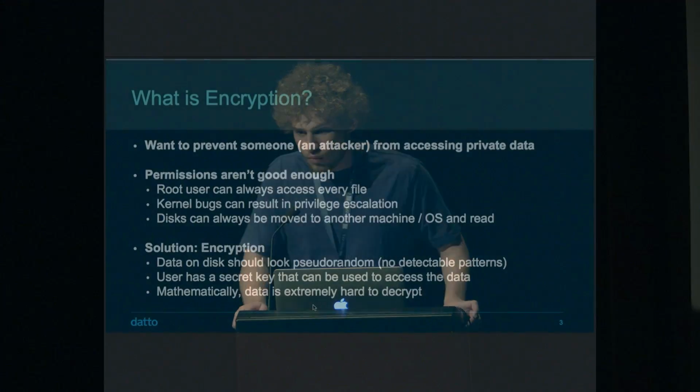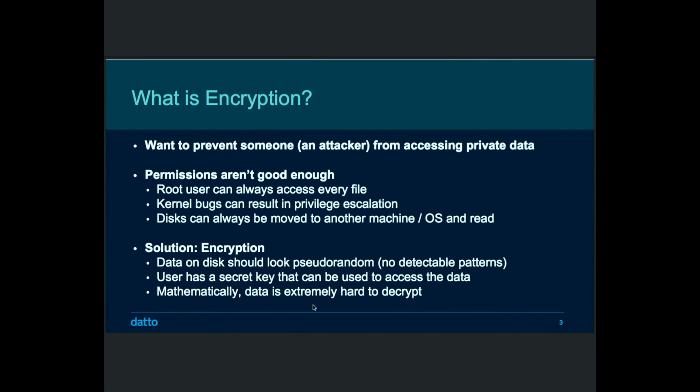So first of all, what is encryption? From a really basic 40,000-foot view, we want to prevent somebody, known as the attacker, from accessing data that belongs to us, data that we're considering private. Permissions are not good enough to protect against this because no matter what, a root user can always change the permissions on pretty much anybody's stuff. So if you have files or directories, if you don't trust the root user on your system, you can't really do anything to protect your data from them.